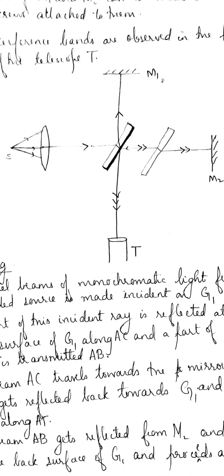Whereas the ray going towards M2, it travels once through the glass plate, goes towards M2, comes back, gets reflected from the back of the glass plate and comes.